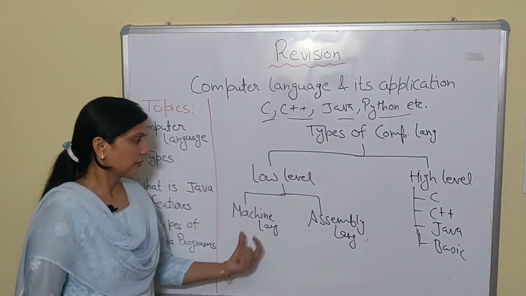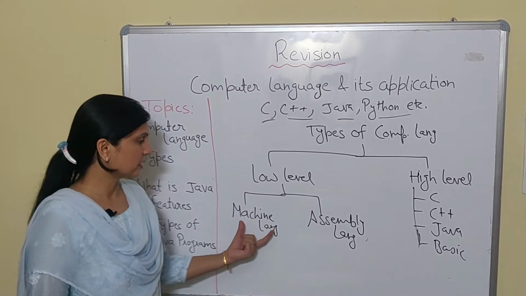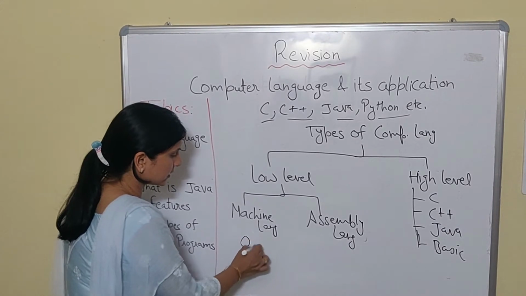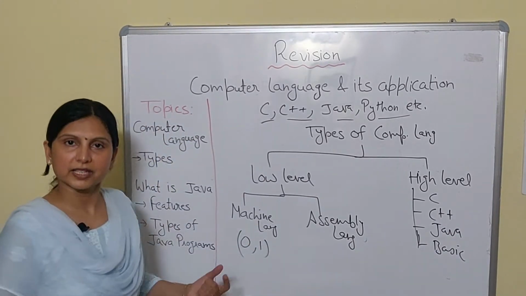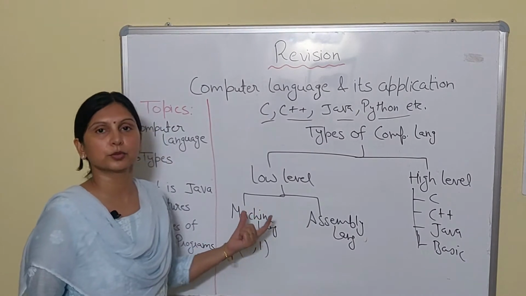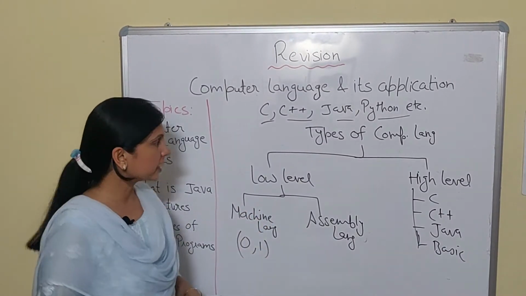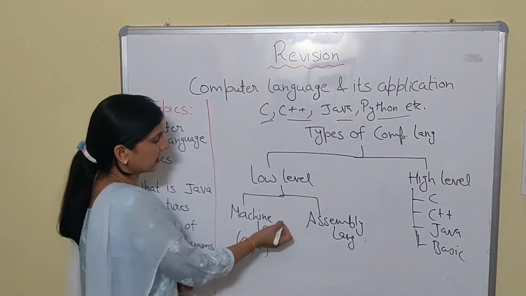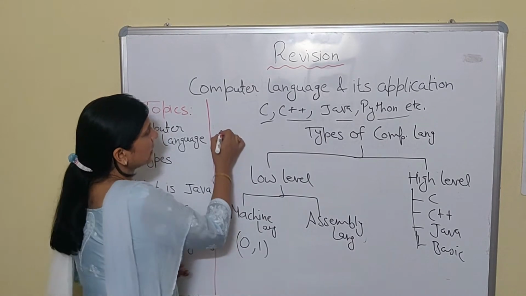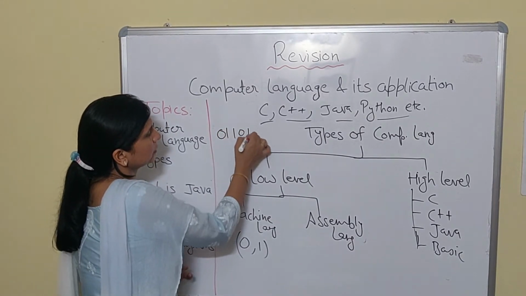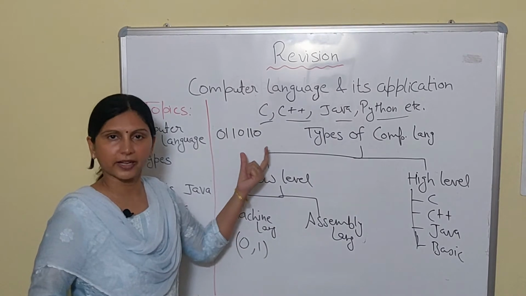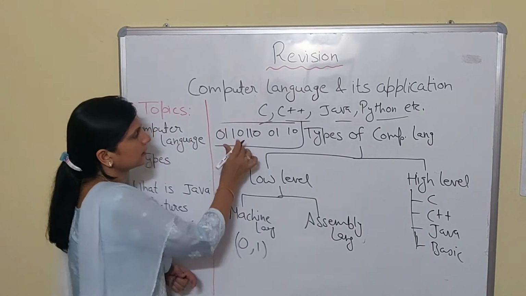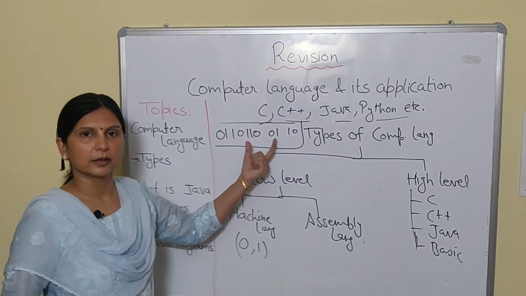Now, the first language which we used was machine level language, and it was in the form of 0 and 1. Whatever instruction we wanted to give to the computer was in terms of 0, 1. For example, if I want to instruct the computer to add two numbers, how will I write it in machine level language? Suppose 0, 1, 1, 0, 1, 1, 0 is the code for addition, and the two numbers are 0, 1 and 1, 0. This will be the machine level instruction.